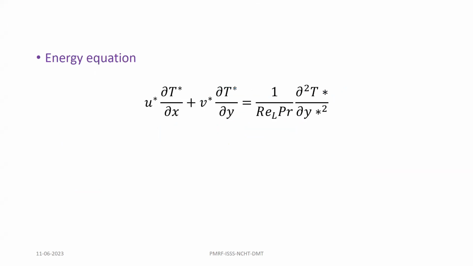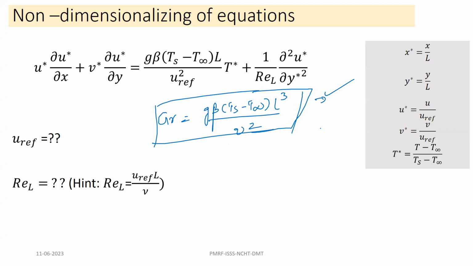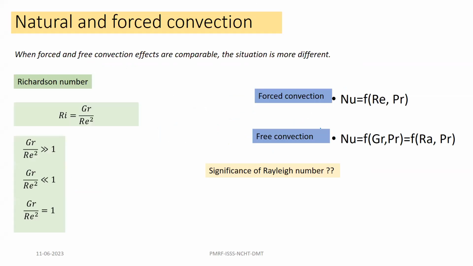Now energy equations also we can non-dimensionalize. So similarly, we will define like this. Here Prandtl number also comes to make it non-dimensionalized, so that you can refer, that is available in the textbook itself. So now let us look at natural and forced convection.